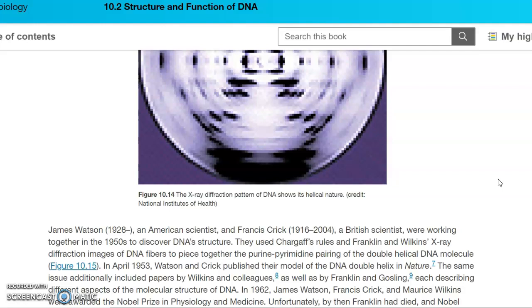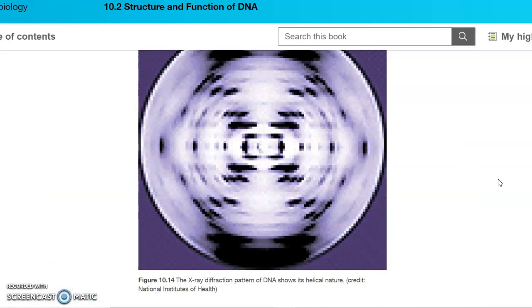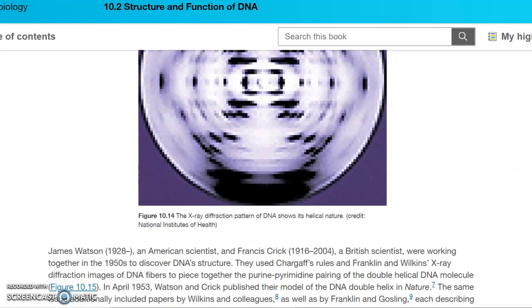However, Franklin did not get to win the Nobel Prize because she had died, and the Nobel Prize is not awarded posthumously. And when Watson, Crick, and Wilkins won the Nobel Prize, they really didn't give any credit to Franklin at all. But it was her picture that really put the last piece of the puzzle into place and allowed Watson and Crick to build their three-dimensional structure.